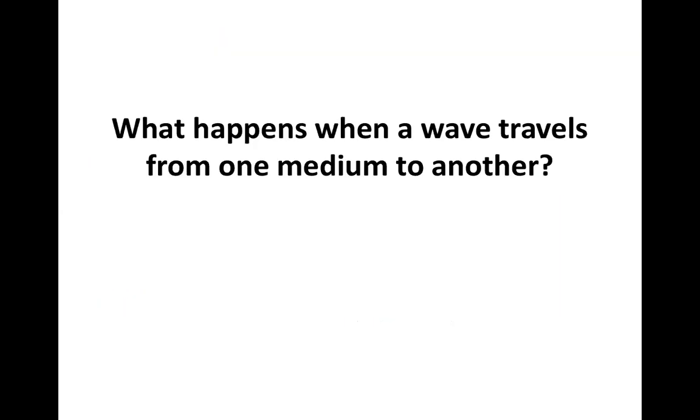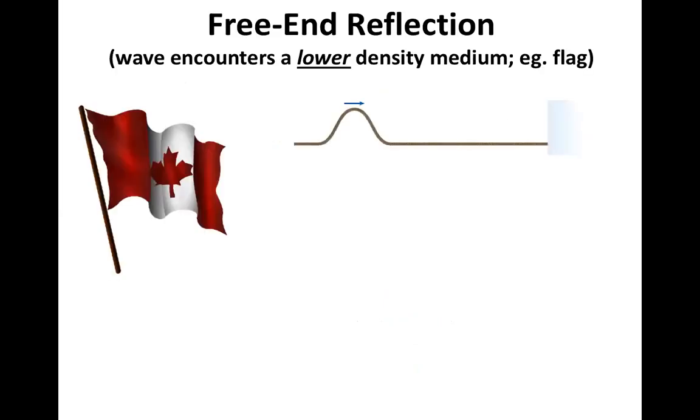Okay, now let's talk about what happens when a wave travels from one medium to another. Recall that sound is a mechanical wave, and all mechanical waves require a medium. And the medium properties are very important in determining the wave speed. And when a wave travels from one medium to another, let's take a look at what happens.